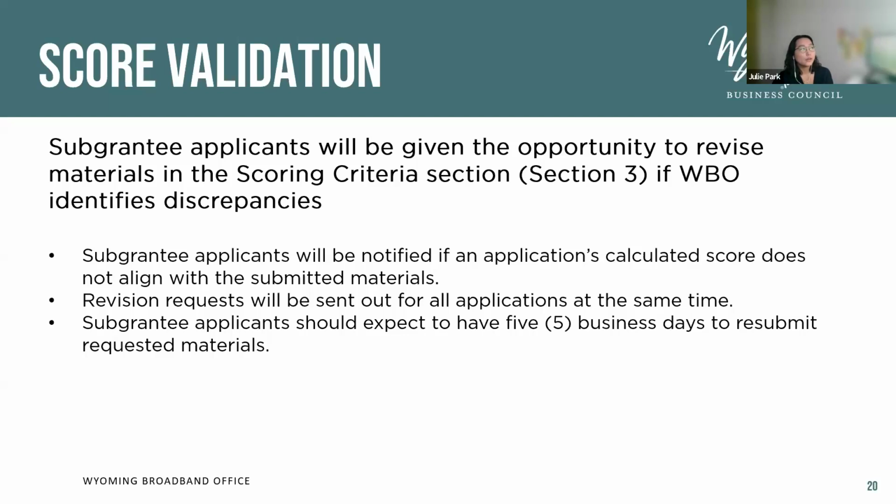Next will be the scoring validation. This is going to be specific to section 3, which is the scoring criteria section. If there are discrepancies between what the calculated score was versus the validated materials, whether that was submitted by the applicant or a reference maybe through the pre-qual materials, the applicants will be given 5 business days to resubmit requested materials to make sure that the application's contents align with the calculated score, as the score does play a part in determining the overall negotiation process.